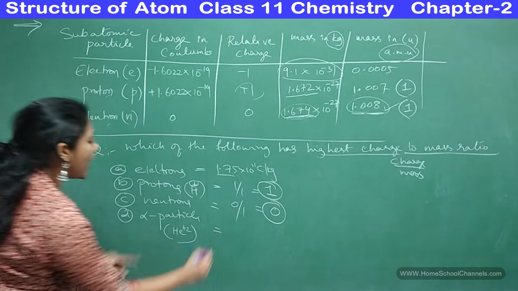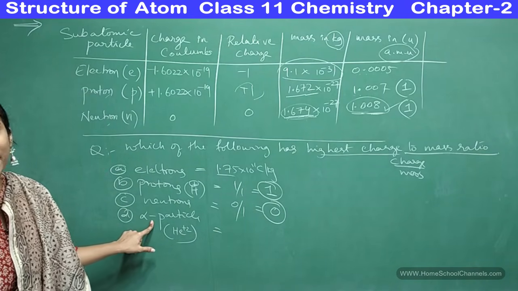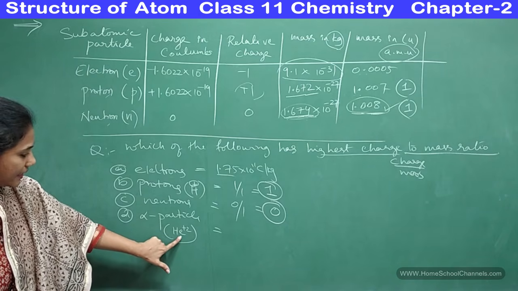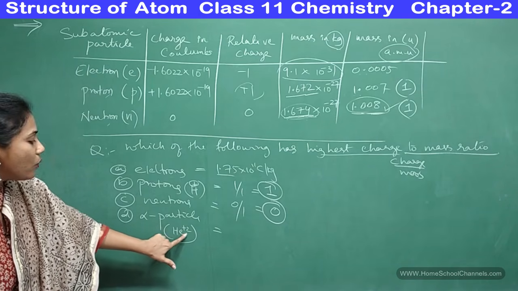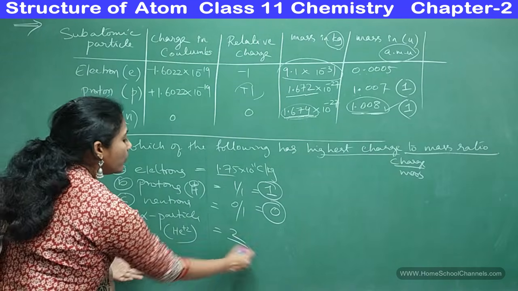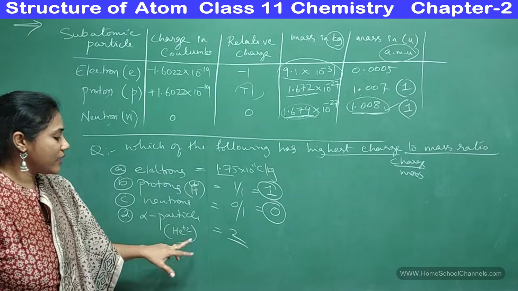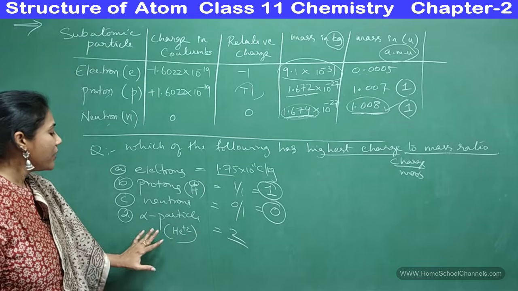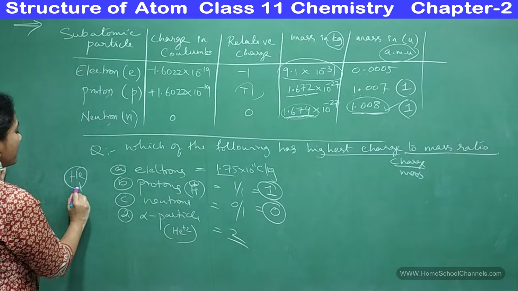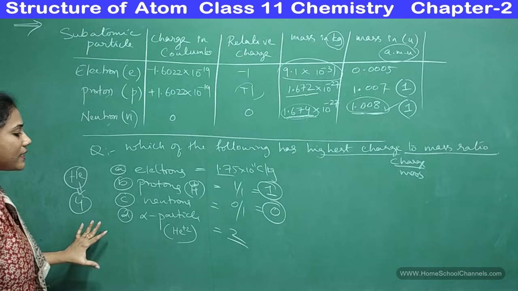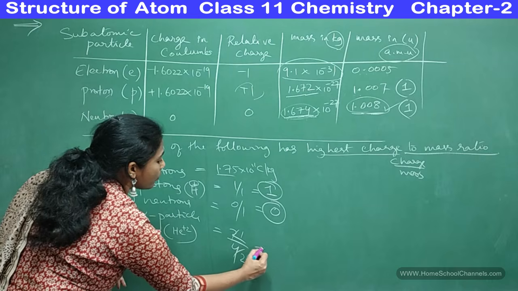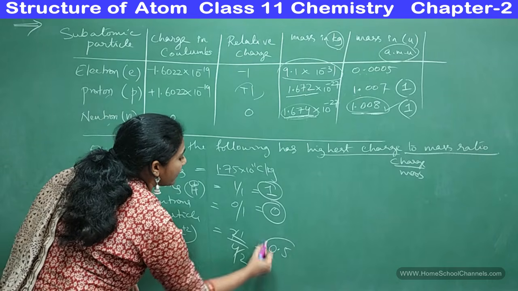And what about charge to mass ratio of alpha particle? Alpha particle means it is helium plus 2 ion. So what is the charge here? Plus 2 means 2 is the charge. No need to consider positive, negative sign. Just consider the number 2. And what is the mass? Helium atom's atomic mass is 4. So it is 2 by 4, that is 1 by 2, which will be 0.5.